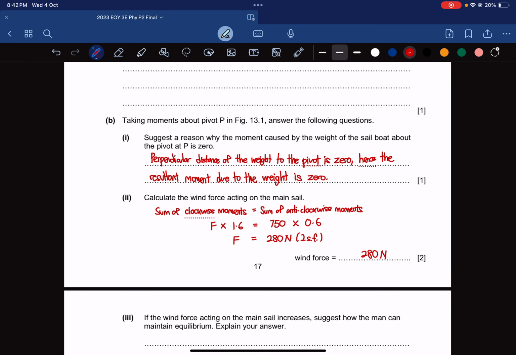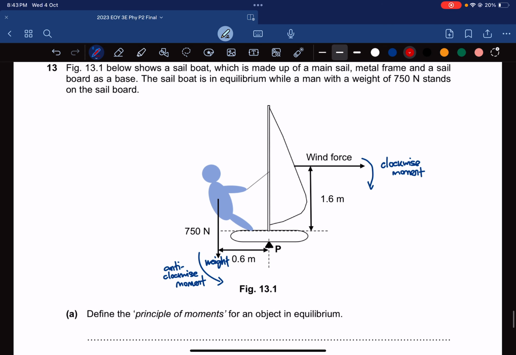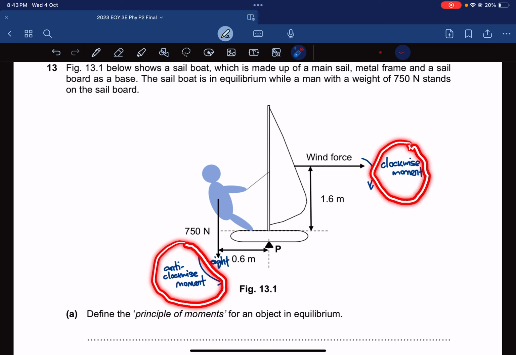Okay, moving on to question B part 3. If the wind force acting on the mainsail increases, suggest how the man can attain or maintain equilibrium. Going back to this diagram, essentially the question is asking what happens if this wind force increases. The result of having an increased wind force is that the clockwise moment due to wind force will increase even further. So in order to maintain equilibrium, something must happen to the anti-clockwise moment such that it balances out the clockwise moment due to the wind force.